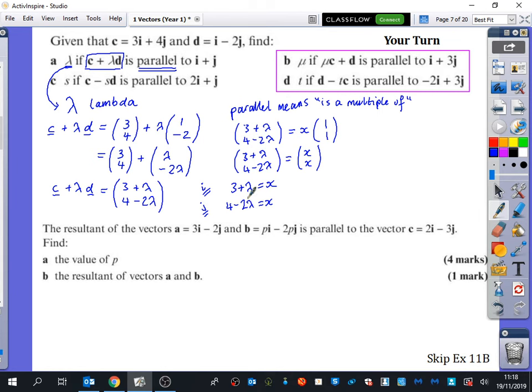So if we say that these two things are now equal to each other, we get 3 plus lambda equals 4 minus 2 lambda, and we just solve that equation by adding 2 lambda to this side. So we get 3 plus 3 lambda equals 4. 3 lambda equals 1. So lambda is equal to a third.